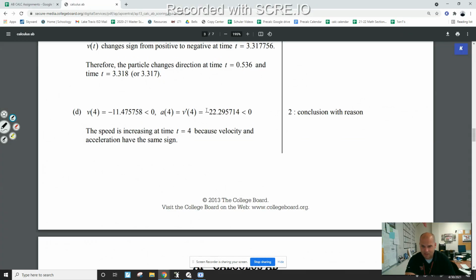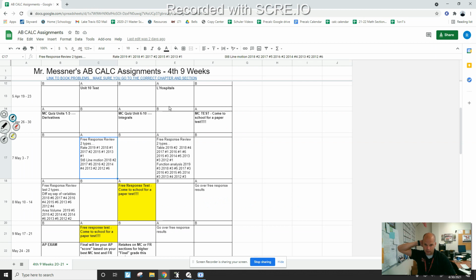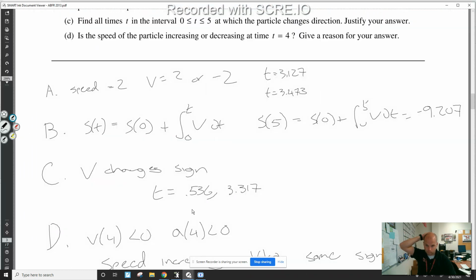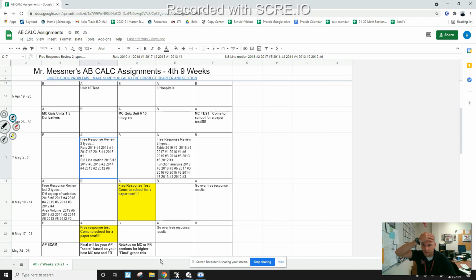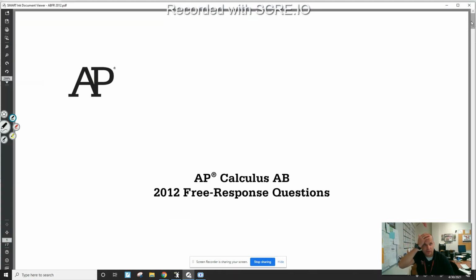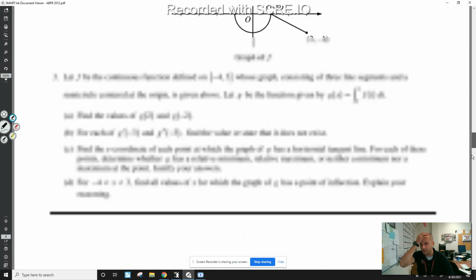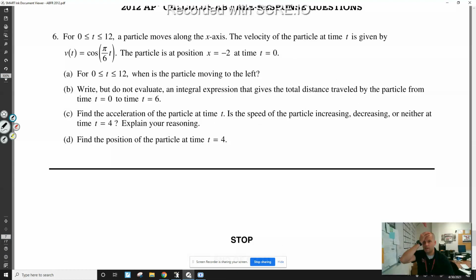Velocity is negative, acceleration is negative. We got both of those values. Speed is increasing. All right, last problem. 2012. I think I know what this one is. This is number 6. I think this is like the cosine of pi t.